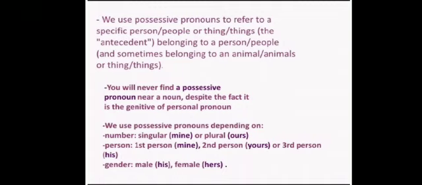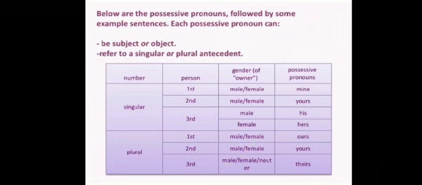We use possessive pronoun depending on number, person, and gender. You can see in this table below are the possessive pronouns followed by some example sentences. Each possessive pronoun can be subject or object and refer to singular or plural antecedents. As a personal pronoun, you can learn a table in which first, second, and third persons are given with singular and plural. In the previous table, two columns are given for object and subject both. Here, only one possessive pronoun is given, for it doesn't matter if it's male or female. Okay.